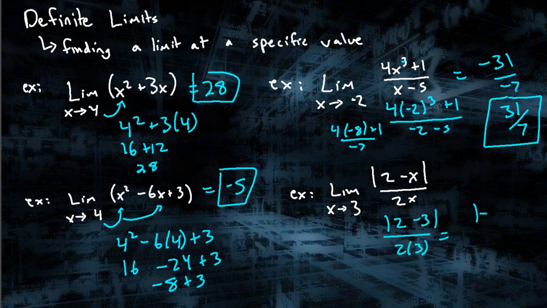So absolute value here. So I have absolute value of -1. You do the absolute value last. So now absolute value of -1 is 1. So 1/6. So our limit here is 1/6.